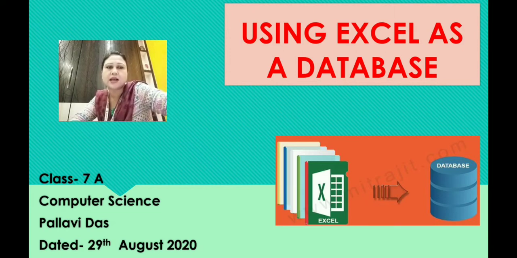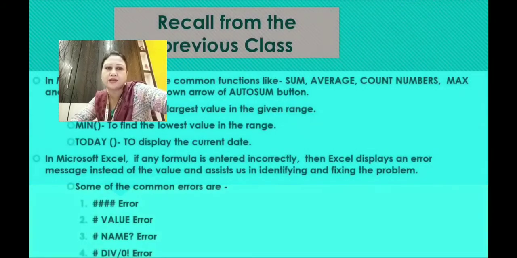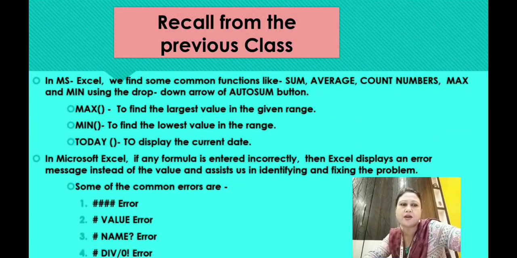Before starting our class, let us do a small recap from the previous session. In the previous class, if you can remember, we had gathered knowledge on certain common functions which we can use in MS Excel. That is sum, which is used for adding a certain group of numbers. Then we have average, where we can find the average of a certain range. Then we have count numbers. Then maximum, to find the largest value in a given range. Similarly minimum, which is used for finding the smallest value in the given range.